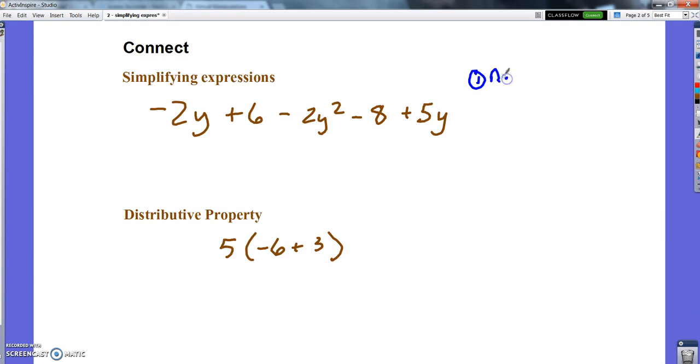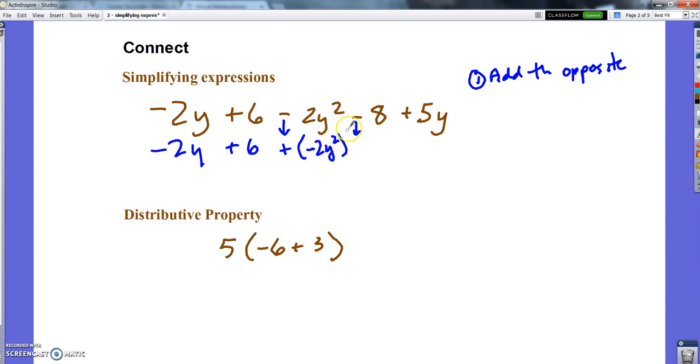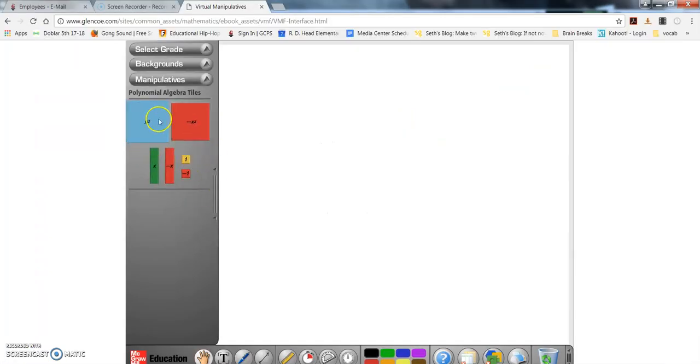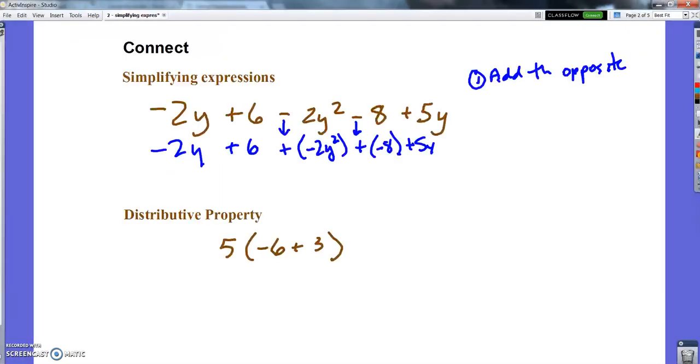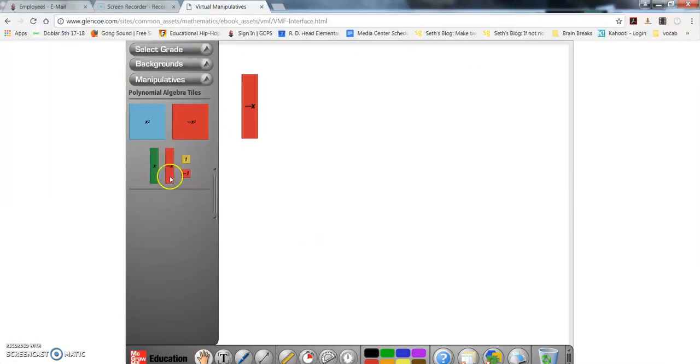First, we did add the opposite, just so we were less likely to make any careless mistakes from subtraction. So anywhere we saw subtraction, we changed that to add the opposite. So negative 2y plus 6 plus negative 2y squared plus negative 8 plus 5y. And then I used these tiles to show what this looked like. So like negative 2y, I only have x's on my tiles, negative 2y plus 6.